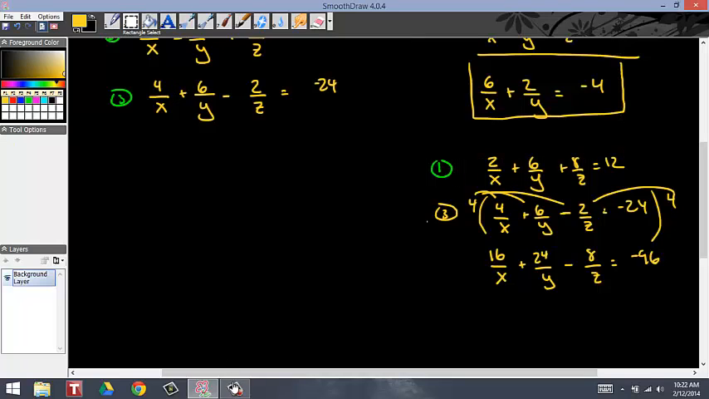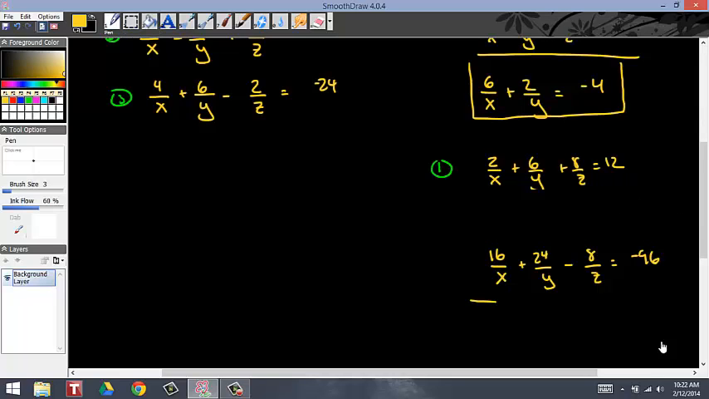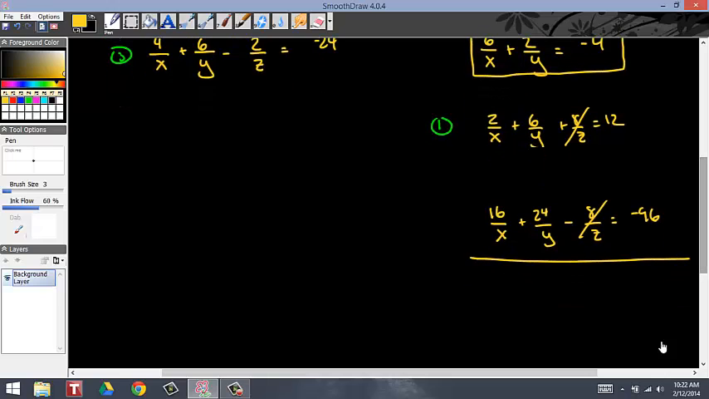So I'm going to erase some stuff here. These are the two equations that I have stacked on top of each other. Notice how those are going to go away. Now I have to add downward. This is going to be 18 over x plus 30 over y equals 12 minus 96, that is negative 84.